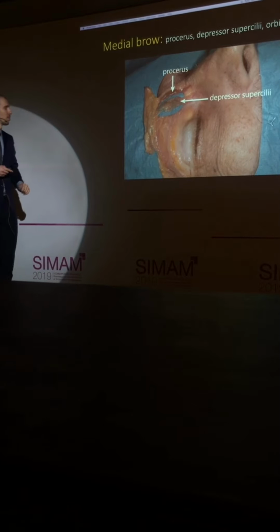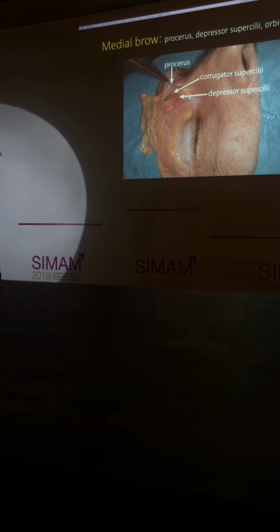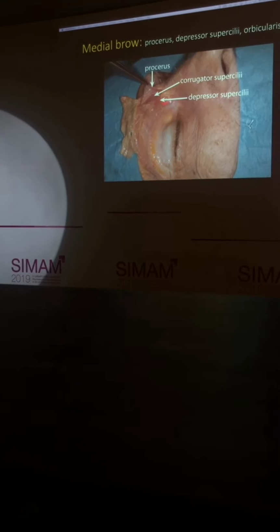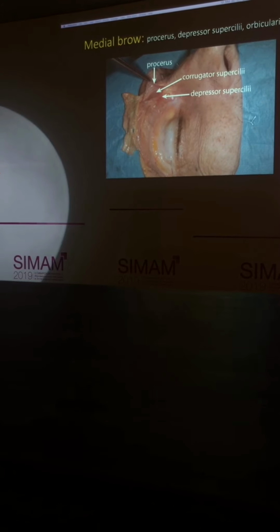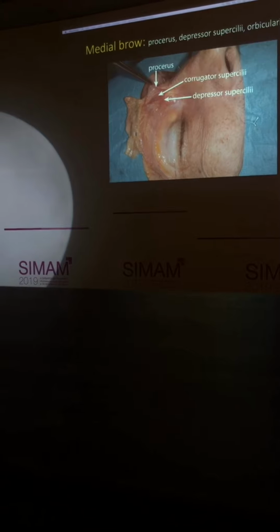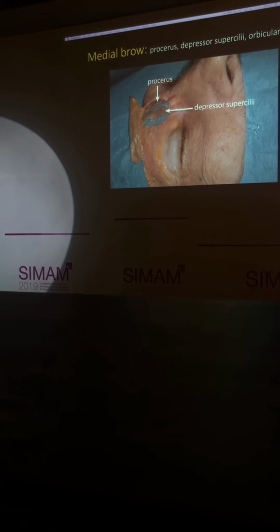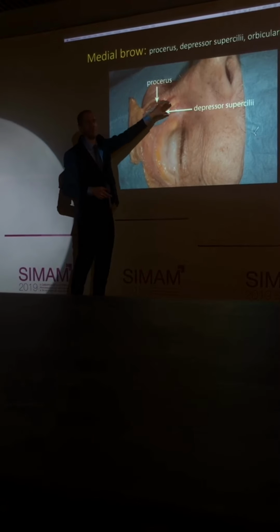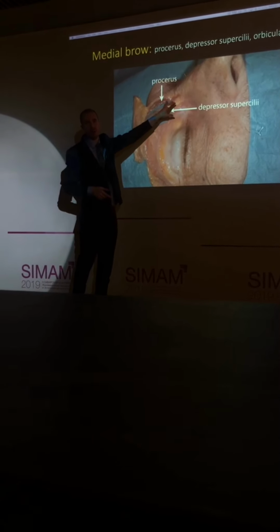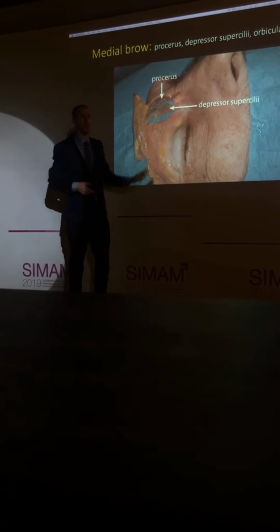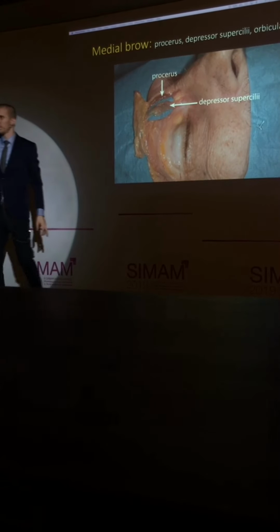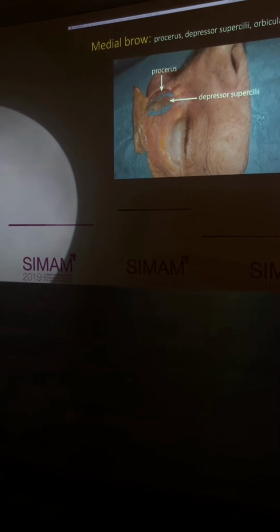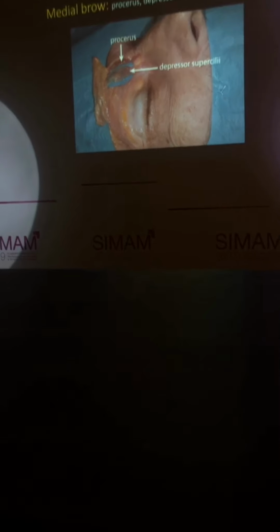Now let's look at the depressor supercilii. What you can see is that it's not really separated from the orbicularis oculi, right? The depressor supercilii is actually just the medial fibers of the orbicularis oculi, nothing else.